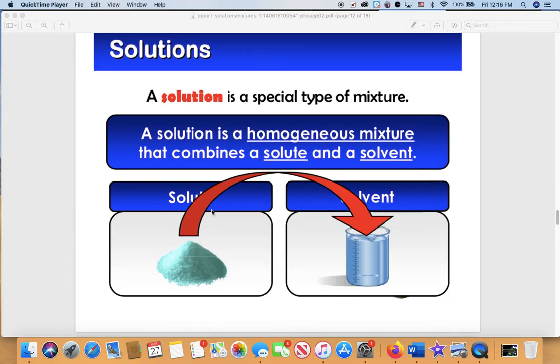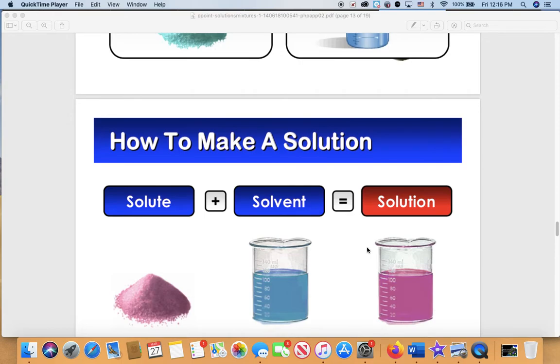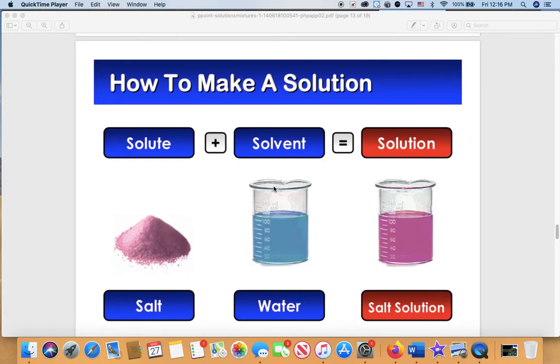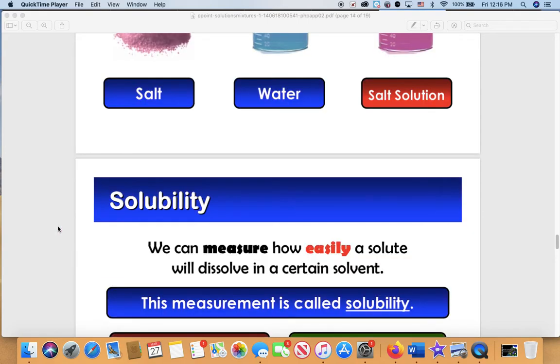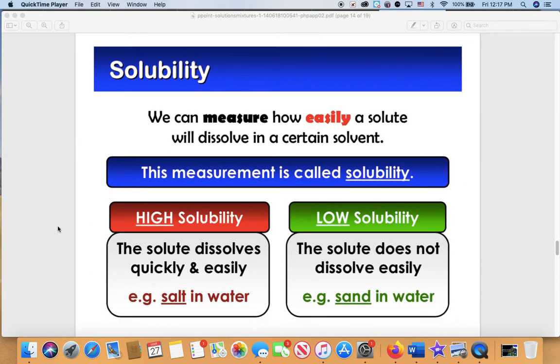So just to recap this concept of solutions, it's a special type of mixture, and the solute dissolves into the solvent. So how do you make a solution? You put a solute into solvent, it dissolves, and you get a solution. So concentration or solubility is the next concept. How we measure the ease at which a solute will dissolve into a solvent is called solubility.